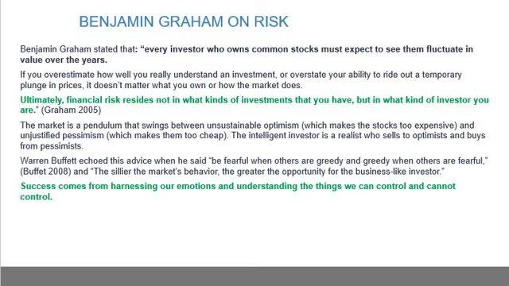So I put in bold here in green, ultimately financial risk resides not in what kinds of investments you have, but what kind of investor you are. So if you're the average investor buying high and selling low, the risk is within yourself, okay? The market is a pendulum that swings between unsustainable optimism, which makes the stocks too expensive, and unjustified pessimism, which makes them too cheap. The intelligent investor is a realist who sells to optimists and buys from pessimists. So that's the intelligent investor: buys low and sells high, okay?